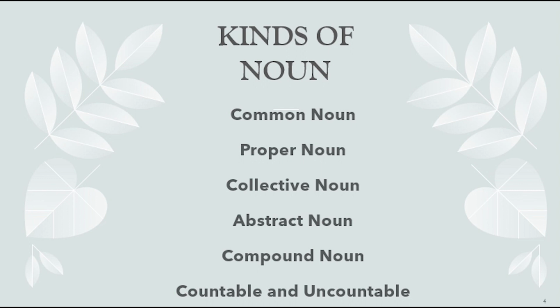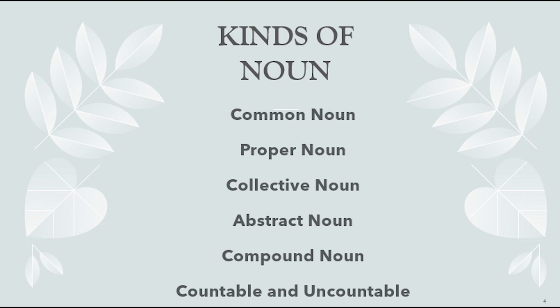The next one is collective noun. A collective noun is the name of a person or thing that we call collectively, like fleet. Fleet is a group of ships, and army is a group of soldiers. Crowd is a group of people. So a collective noun means that we collectively call a person or a thing or an entity.